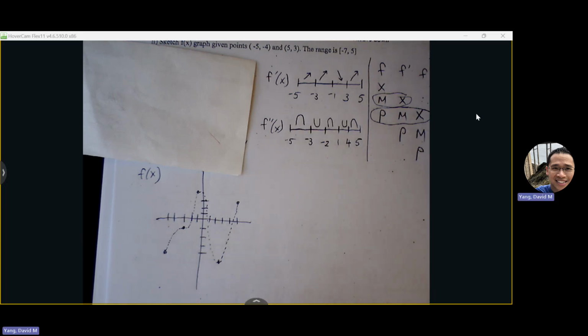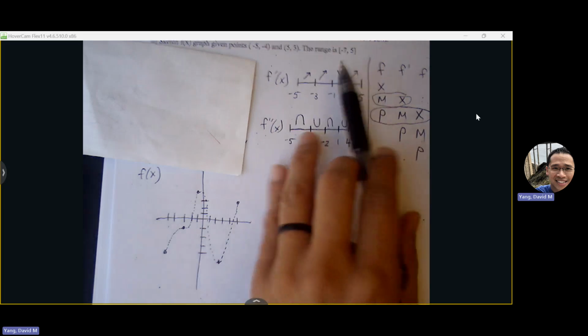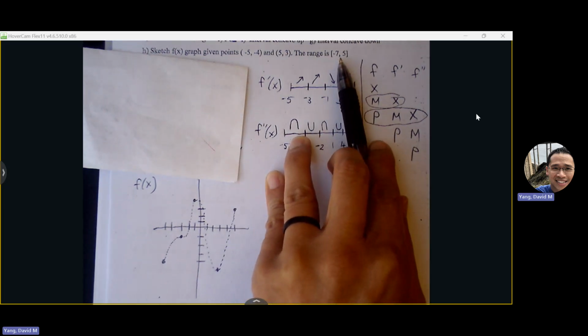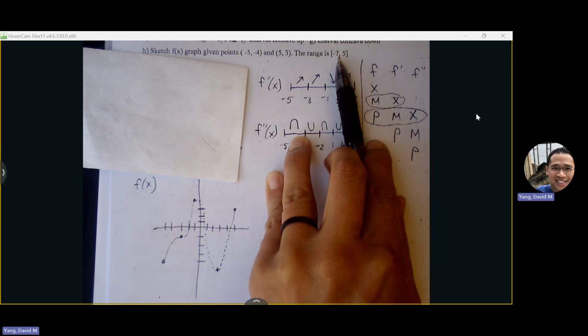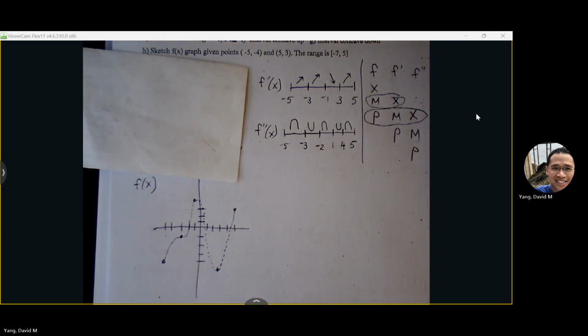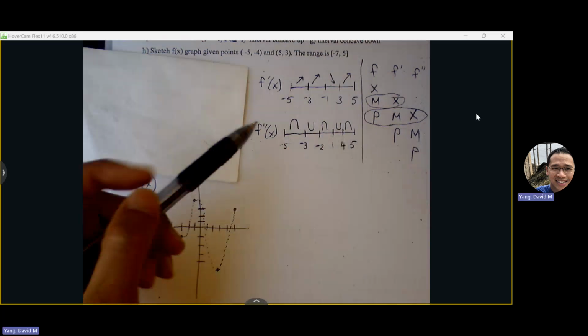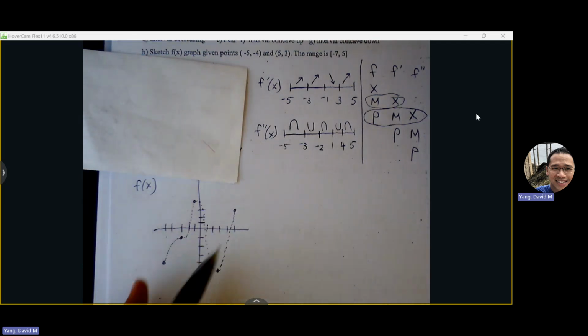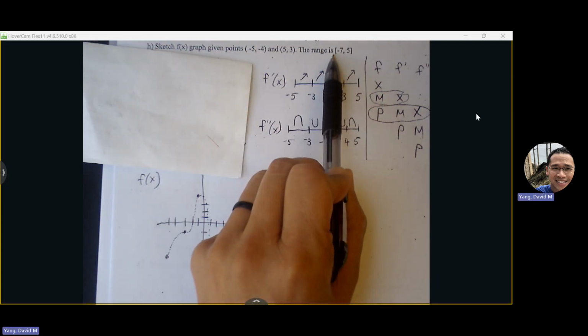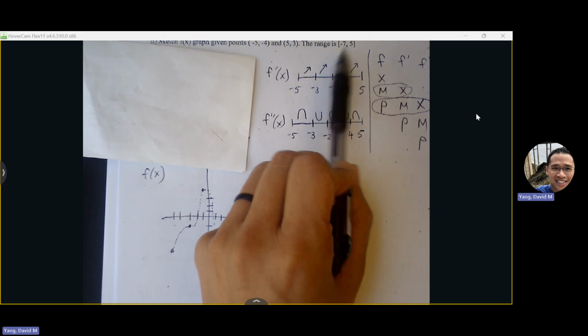Now, there's one other thing that I haven't talked about before we get to the curvature, and it's the range. It says the range is from -7 to 5. What does that mean? What's the range referring to? The y values, right? So that means whatever my graph looks like, I just need my lowest y value to show -7 and my highest y value to show 5.